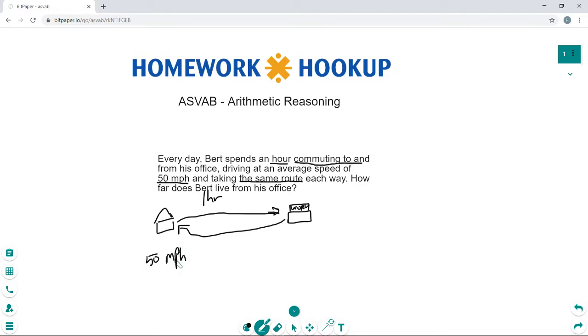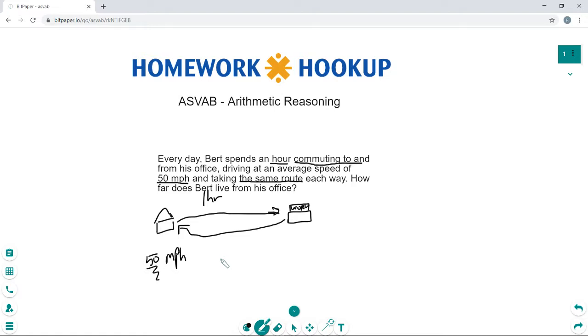So what this says is that with 1 hour, when it passes, he would have traveled 50 miles. So definitely want to circle or underline that. Okay, very good. And we already accommodated for the same route each way. So he's going there one way and coming back the same way. Okay, so now we can do this problem. This is actually very simple.